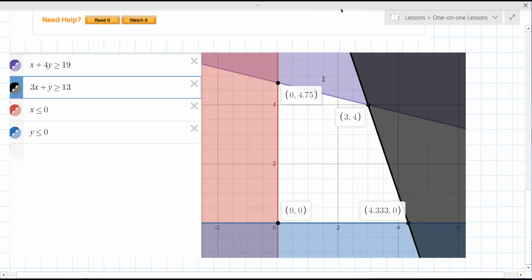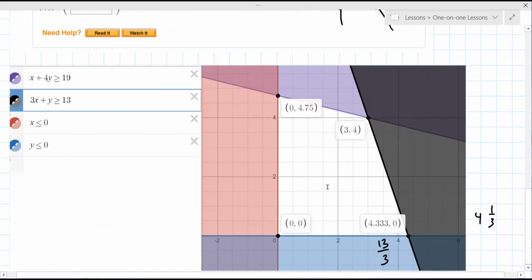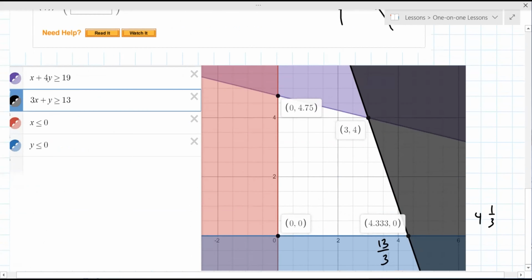Like this one here, this is a decimal, but it needs to be converted to a fraction. It's 4 1/3, so that's 13 over 3. In case I don't recall if it said to round or not. So now you just have to try these points. You have to try each of these points into the objective function. The objective function this time is x plus 2y.